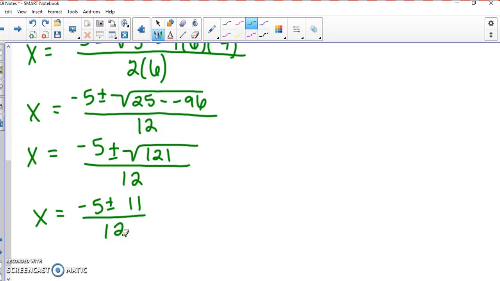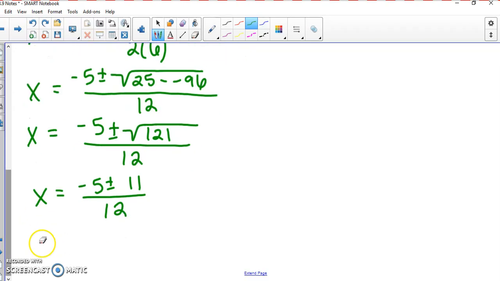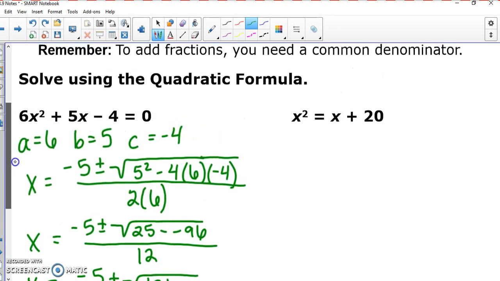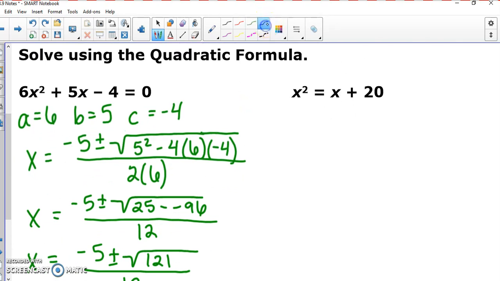And then to go from there, I'm going to go -5 plus 11 divided by 12. And that'll get me a positive 1/2. And then if I go -5 minus 11 divided by 12, that'll get me a -4/3, and I'm just going to leave them as fractions. So don't forget you need to both plus and minus. So that up there is how you get your 2 answers then. Okay, the majority of these will have 2 answers. Okay, let's try another one.